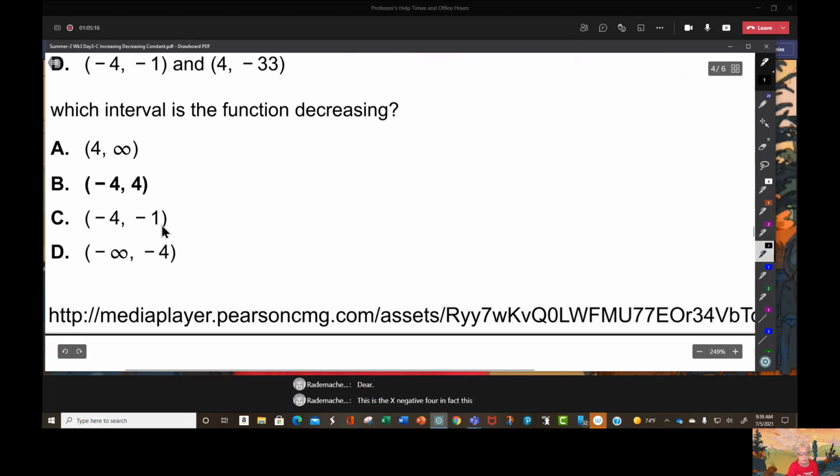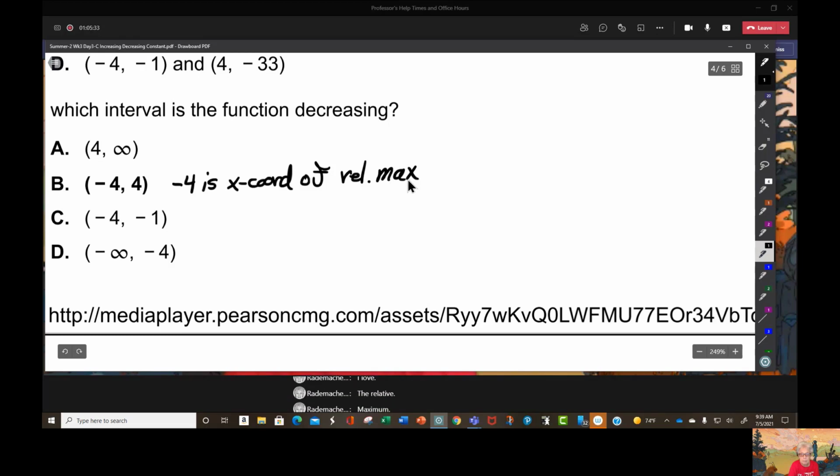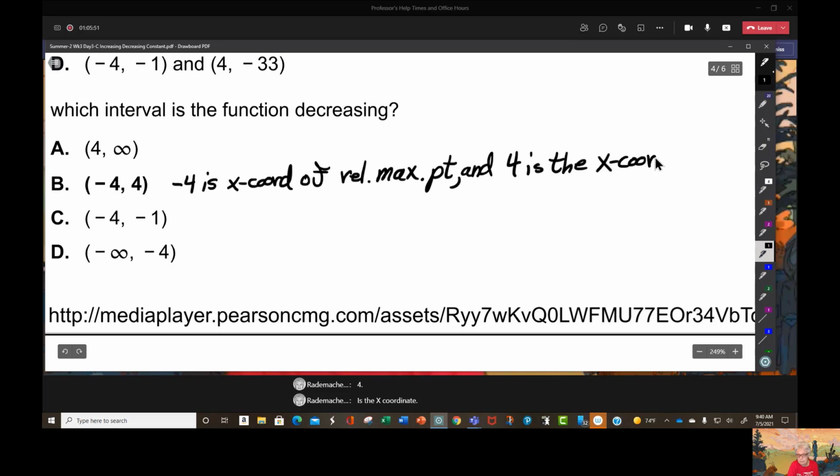Right there. This is the x, -4. In fact, this is so important. -4 is the x coordinate of the relative maximum point. And 4 is the x coordinate of the relative minimum point.